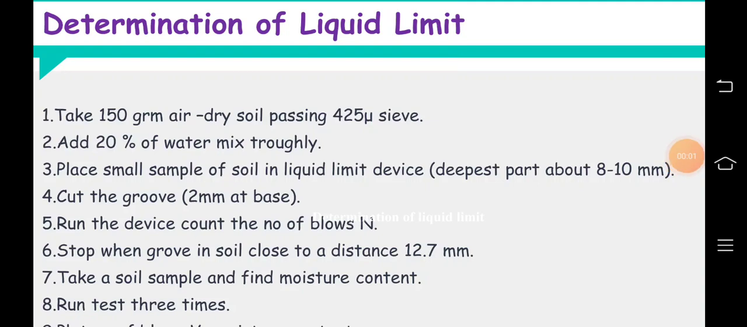Okay, so the determination of liquid limit. While performing the liquid limit practical, you know what is meant by the liquid limit. So what is the liquid limit? As per the phase diagram, we know that the liquid limit is the minimum water content at which the soil changes from the plastic stage to the liquid stage.